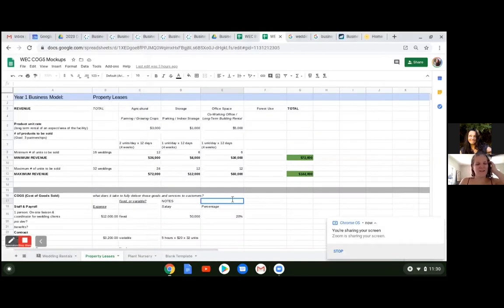Perhaps, let me see if I can share my screen again. Okay. Let me know if you can see that. The COGS mockup for property leases. Nothing yet. It's still just the main video screen. But this is a document I have access to, right? It is, yeah. Oh, now I see it. Okay, cool. I was just going to bring it up on mine. It just takes a little bit.